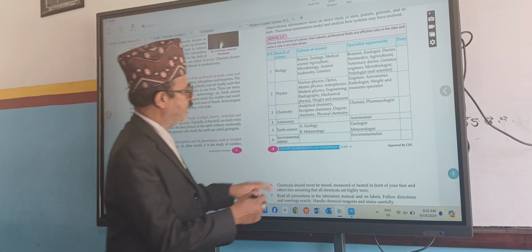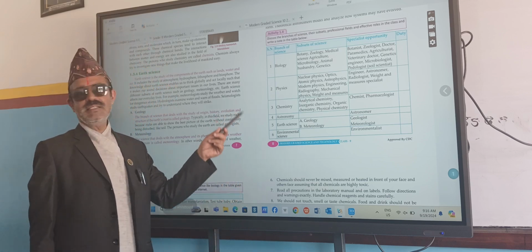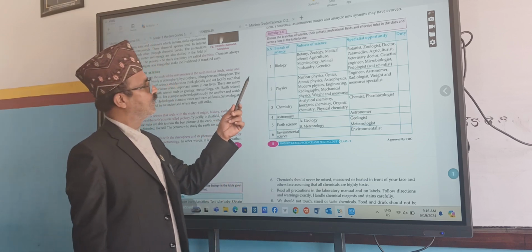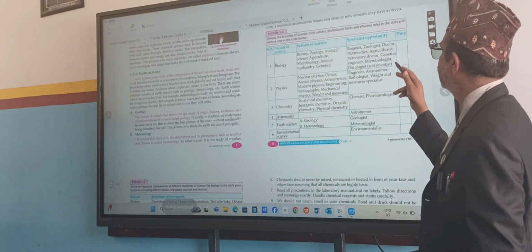So, different scientists have done great contributions in their fields. So, we have to remember. Here are given some branches of science. They are subsets of science, meaning they are smaller branches.